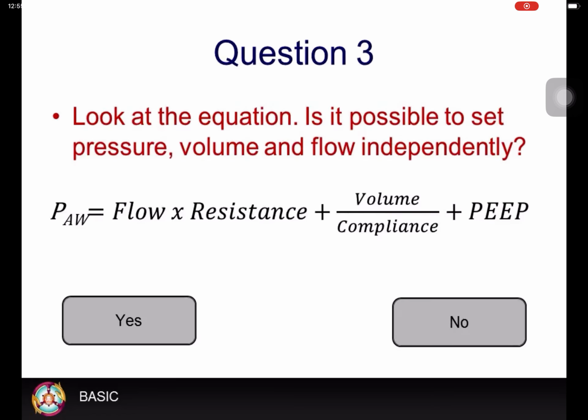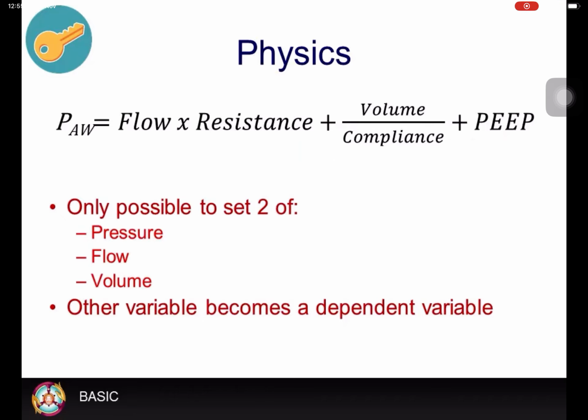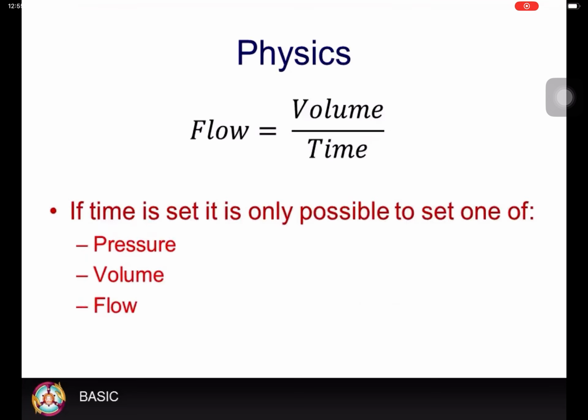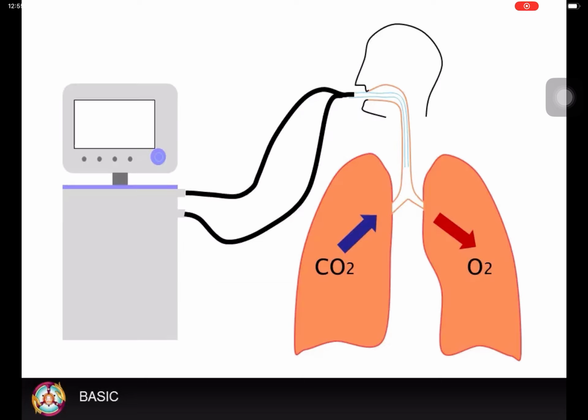Look at the equation. Is it possible to set pressure, flow, and volume independently? As pressure, flow, and volume are all related, it's only possible to set any two of these three variables, with the third being dependent on the settings for the other two. However, flow is equal to volume divided by time, so if time is set, it's only possible to set one of pressure, volume, or flow.